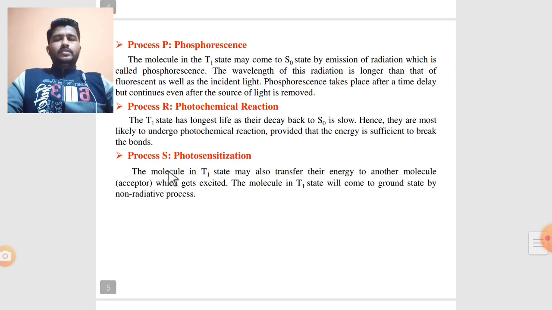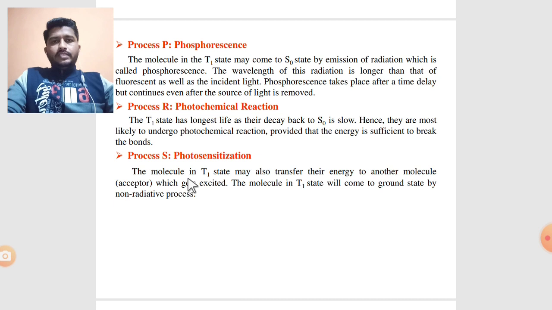And the last one is process S, photosensitization. In the earlier lecture we have seen the actual meaning of photosensitization. The molecule in T1 state may also transfer its energy to another molecule, the acceptor, which gets excited, and the molecule in T1 state will come to ground state by a non-radiative process, which is called photosensitization.